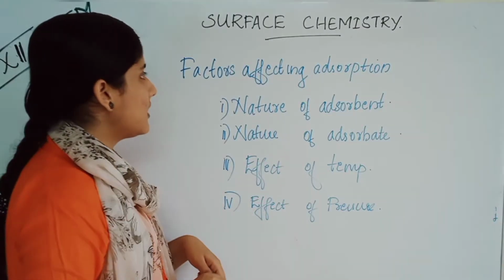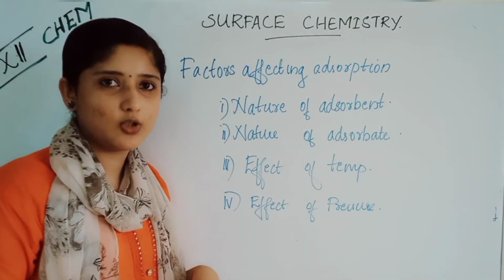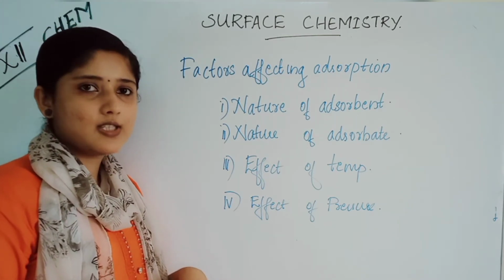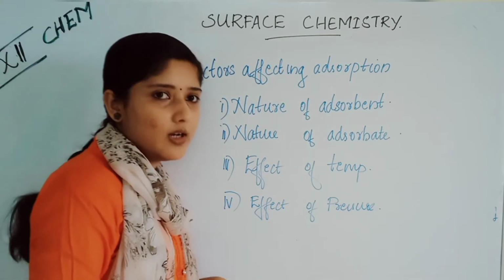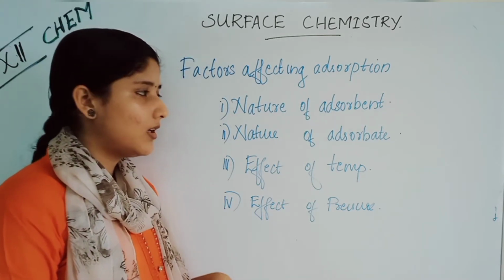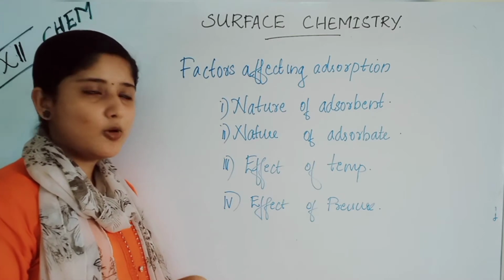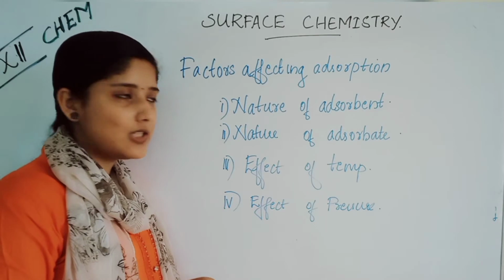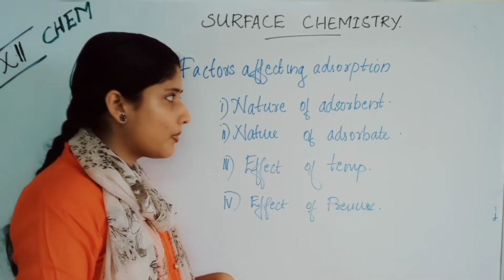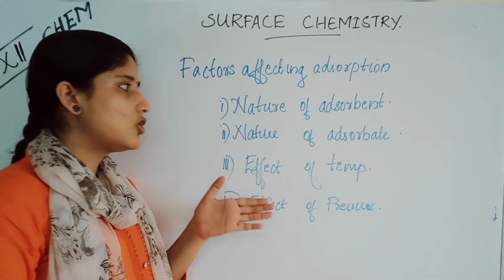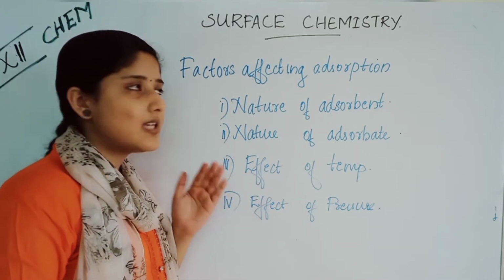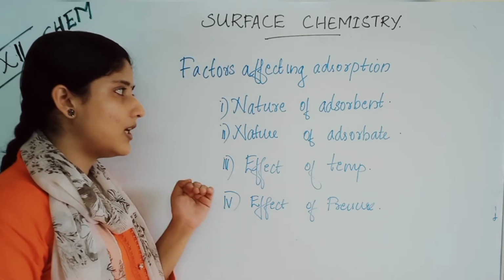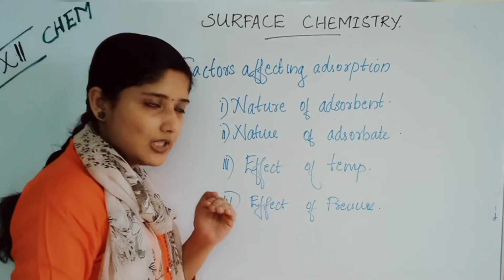First, we are going to study about the factors affecting adsorption. The first factor is the nature of the adsorbent. We studied in the last class what is adsorbent and adsorbate. The molecules or the species that accumulate on the surface is called the adsorbate, and the surface on which they accumulate is called the adsorbent. Depending upon the nature of the adsorbent and the adsorbate, the extent of adsorption differs. That is the first point.